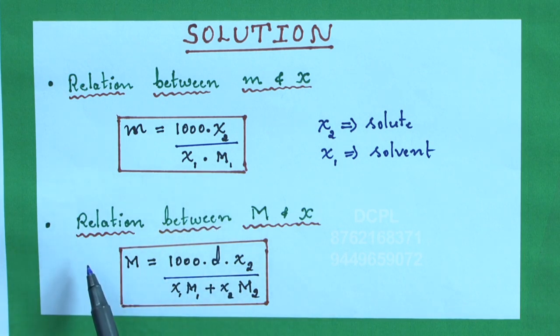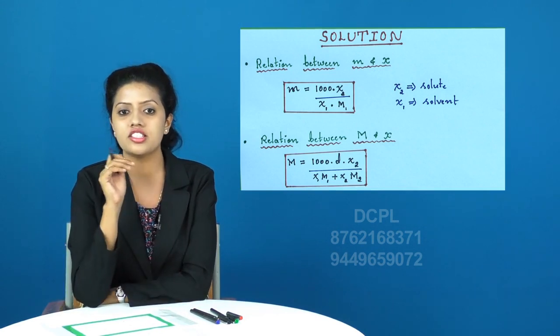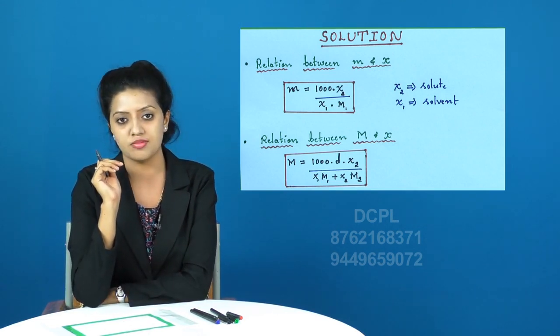Apart from that, the relation between molarity and mole fraction is given as molarity is equal to 1000 into density into chi2, which is the mole fraction of solute, divided by mole fraction of solvent into M1 plus mole fraction of solute into M2, where M1 stands for molecular mass of solvent and M2 stands for molecular mass of solute. So these are the various representations of concentration terms.